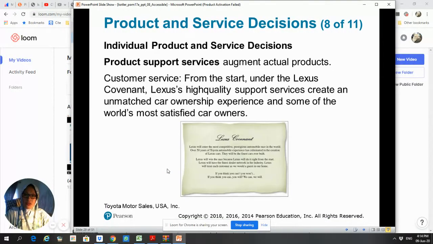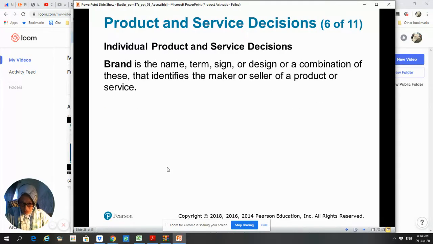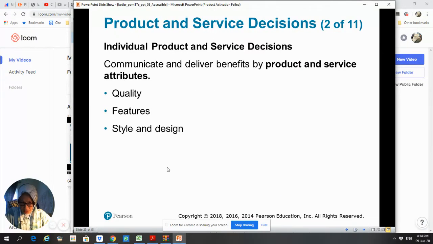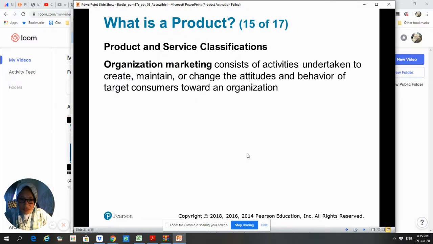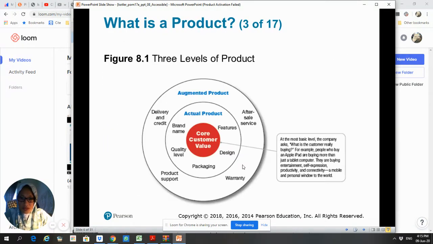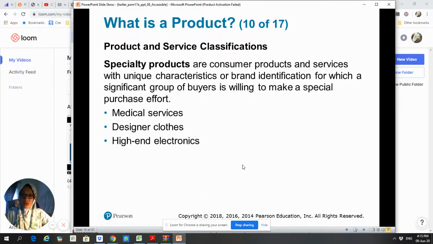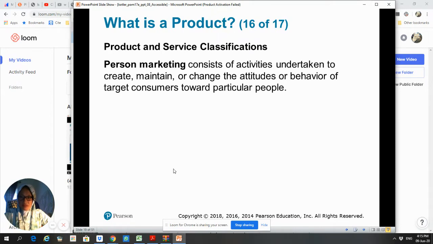Okay, then we go to the product and service decision in terms of several characteristics. When you look at this diagram, they focus on these five elements of product decision, which we can relate to the three characteristics of product level: core, actual, and also augmented. So we are going to look at how actually they can be related to each other.